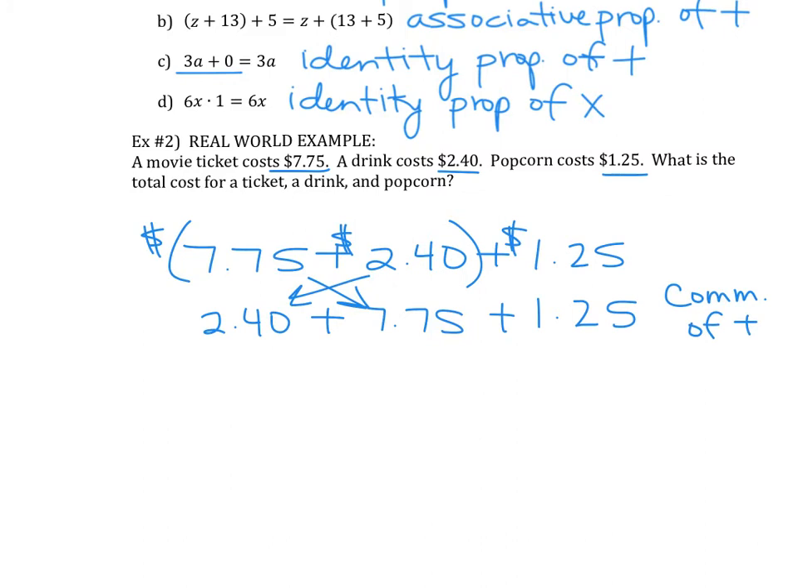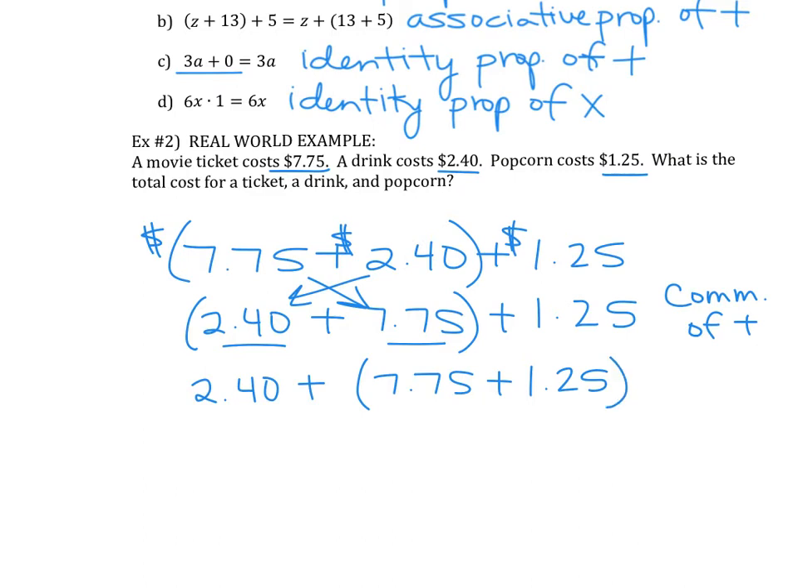Now to make sure that we don't just add these two together, we're going to put our parentheses in a different spot. So right now we would be adding those. Instead, why don't we do this? 2.40 plus 7.75 plus 1.25. Which property is that that says my parentheses were here, I'm just going to move them to here? Parentheses, make a but. Associative property, right? So it's the associative property of addition that we would be doing there.